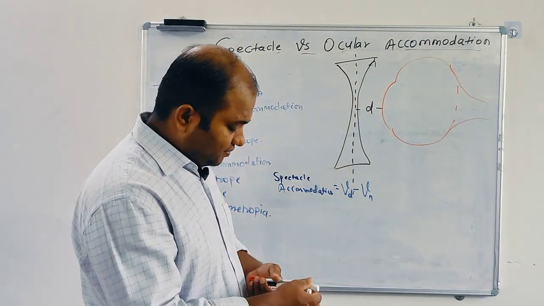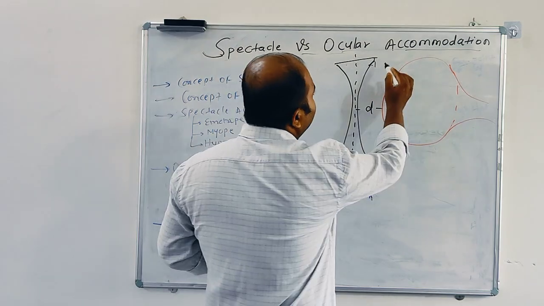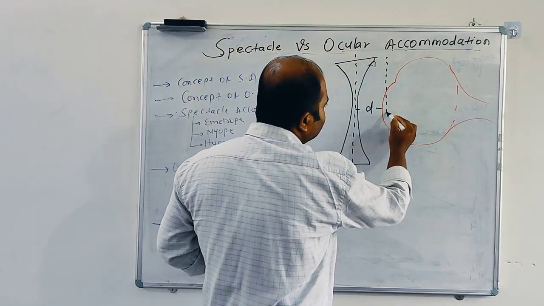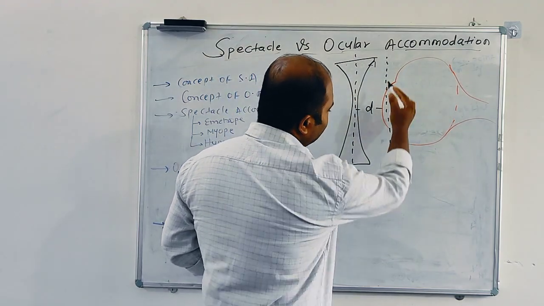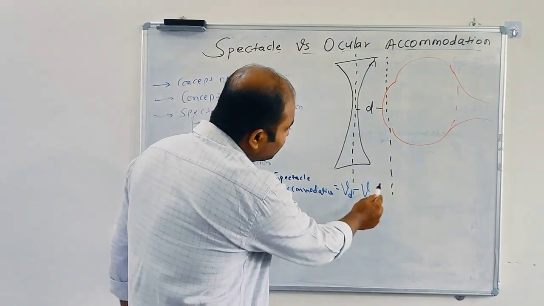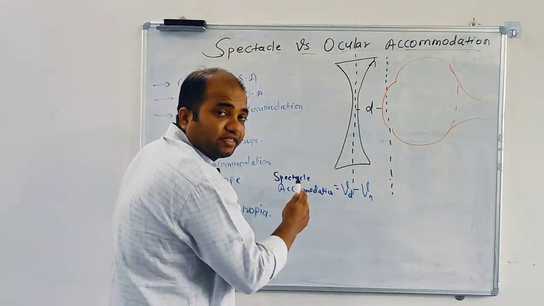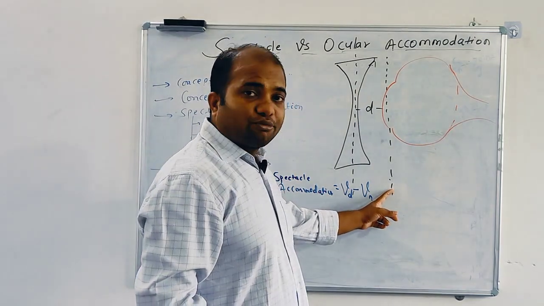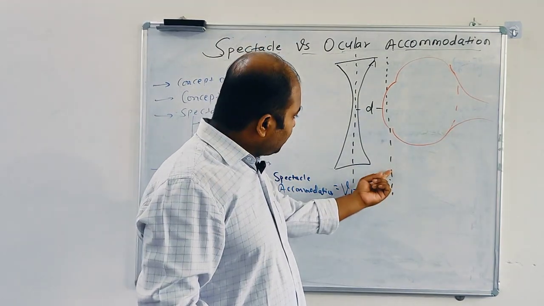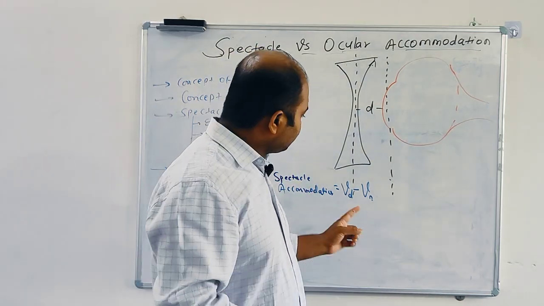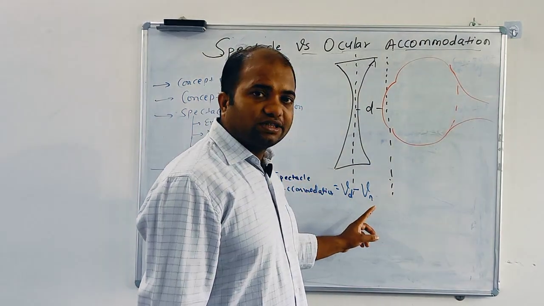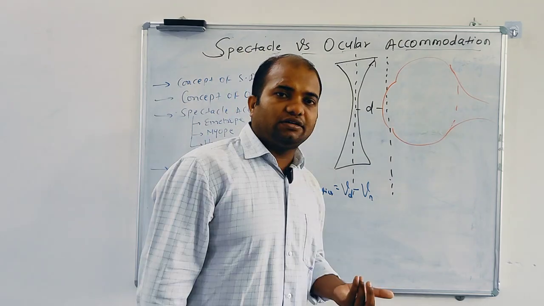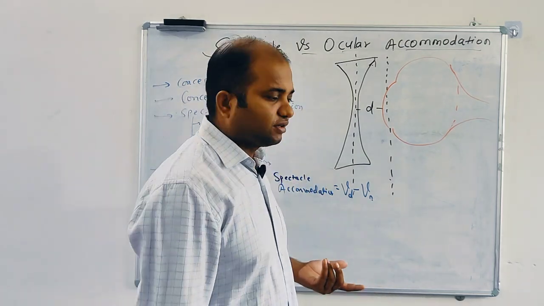And if the measurement is taken from the principal plane, from here, this is the principal plane, then it should be called ocular accommodation, right? So after doing the measurement, we have to apply these calculations, and this will give the amount of accommodation you are doing.